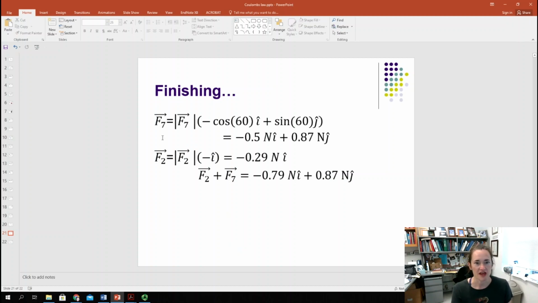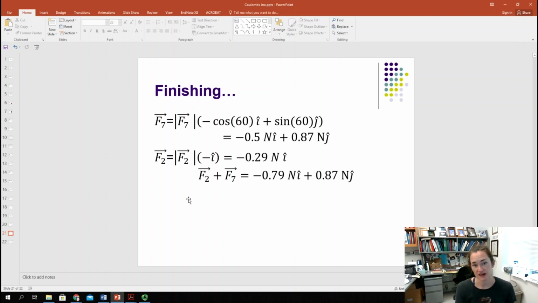So finishing it off, F7 is going to be 1 newton times minus cosine 60 i hat plus sine 60 j hat. When I multiply those through, I get minus 0.5 newtons in the i hat plus 0.87 newtons in the j hat. Now F2 was 0.29 newtons and it points in the negative i hat direction, so F2 was minus 0.29 newtons in the i hat direction.